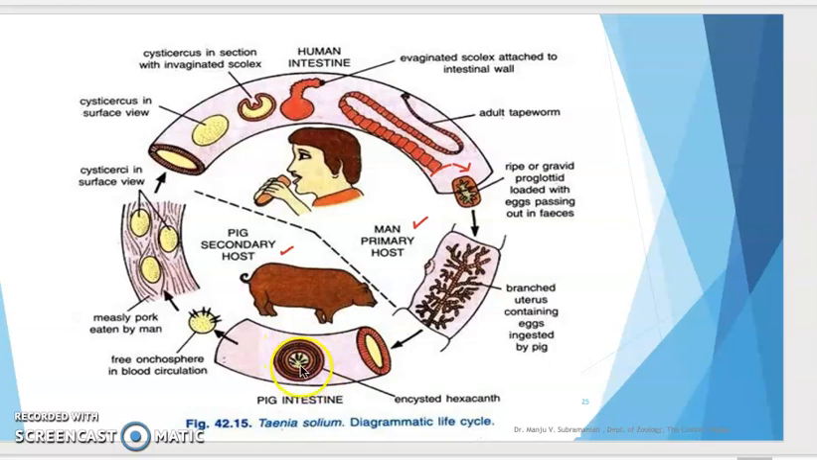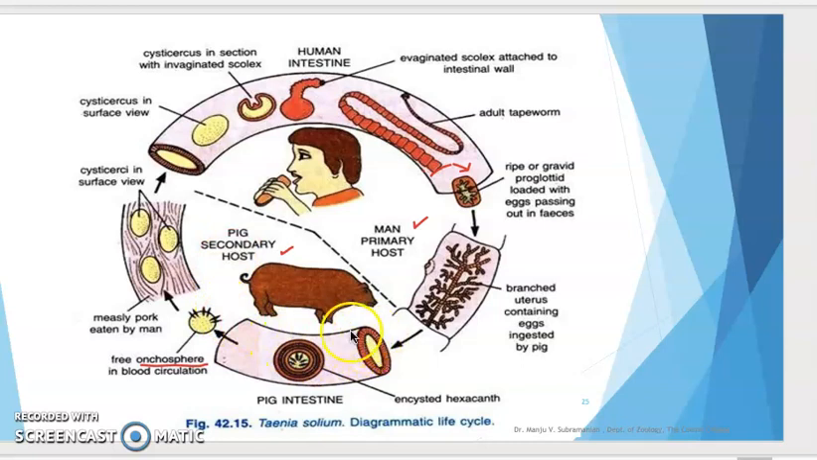So this six-hooked egg together with the embryonic membrane, which is a protective covering of this egg, is called an oncosphere. This part is actually the egg, and together with the covering it is called an oncosphere. This is the hexacanth embryo. It is called a hexacanth embryo because it contains six hooks.